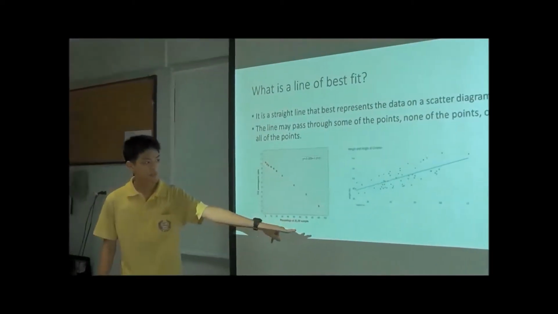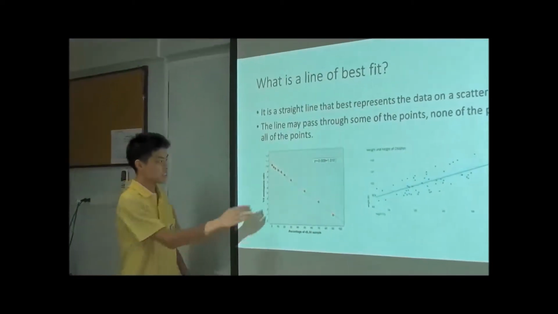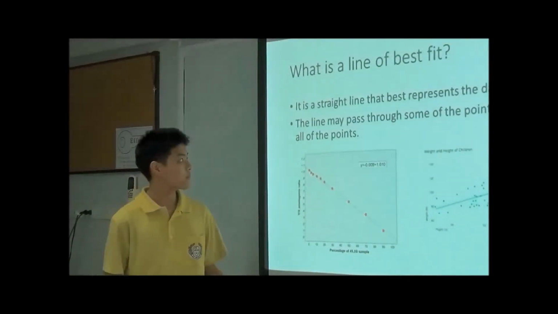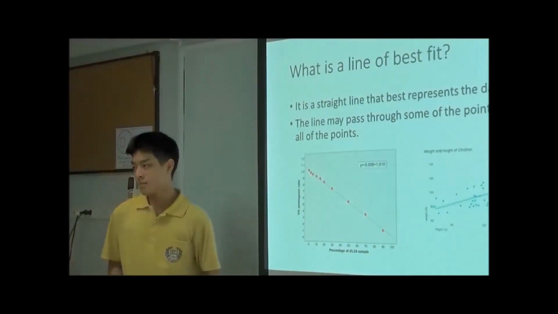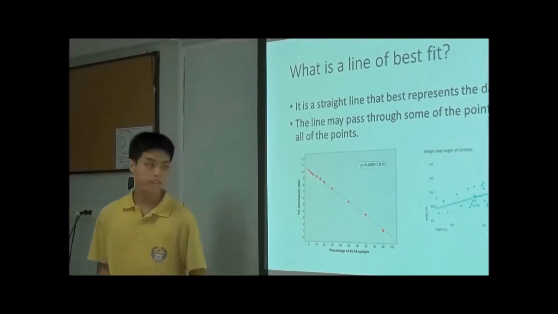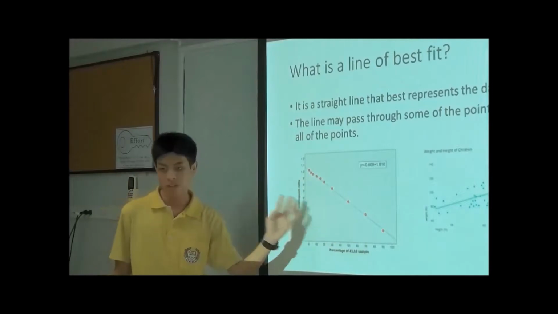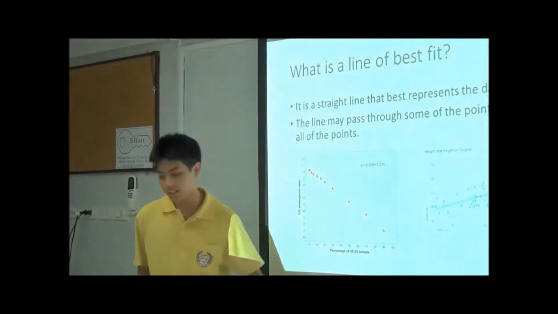Here are two examples of scatter diagrams, and here's the straight line that best represents the points. The line may pass through some of the points, all of the points, or none of the points. In this diagram, the line passes through most of the points, but in here it only passes through some.